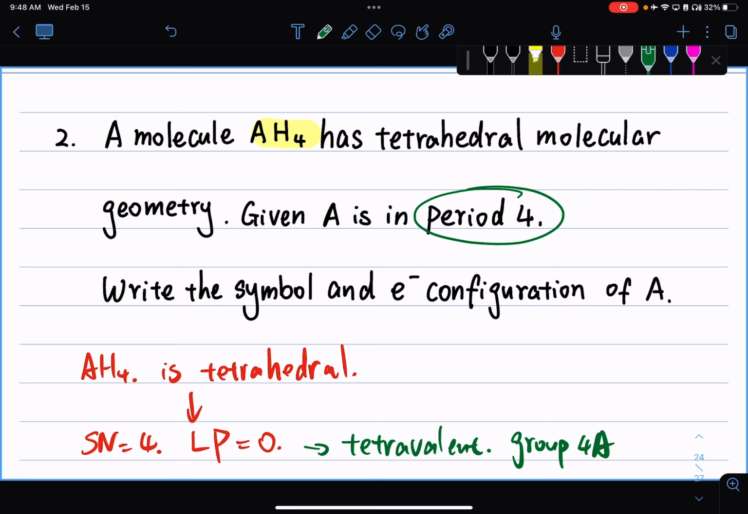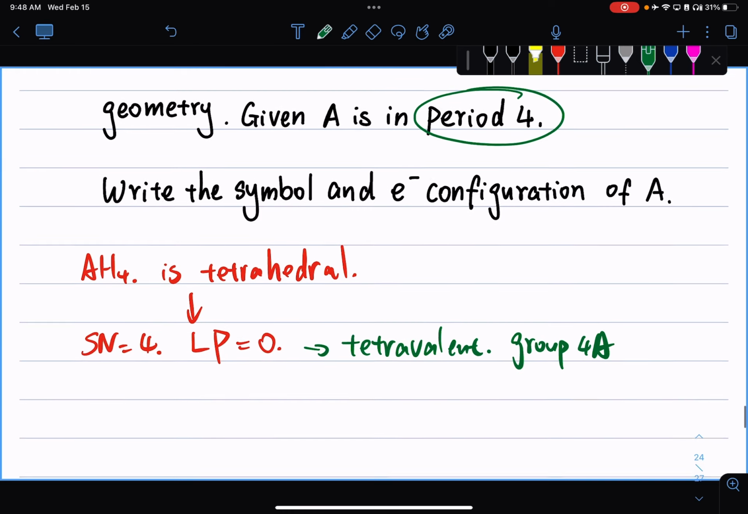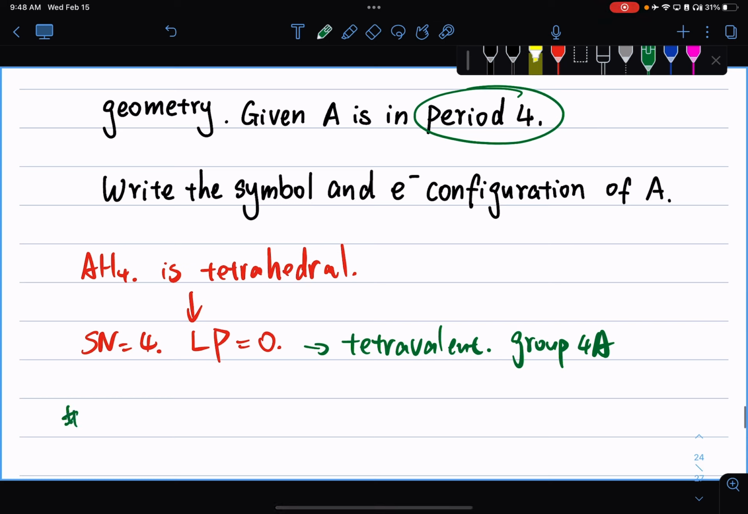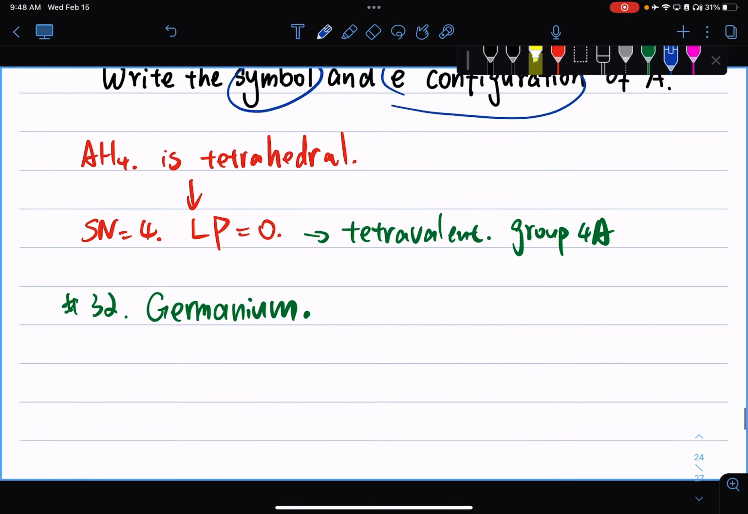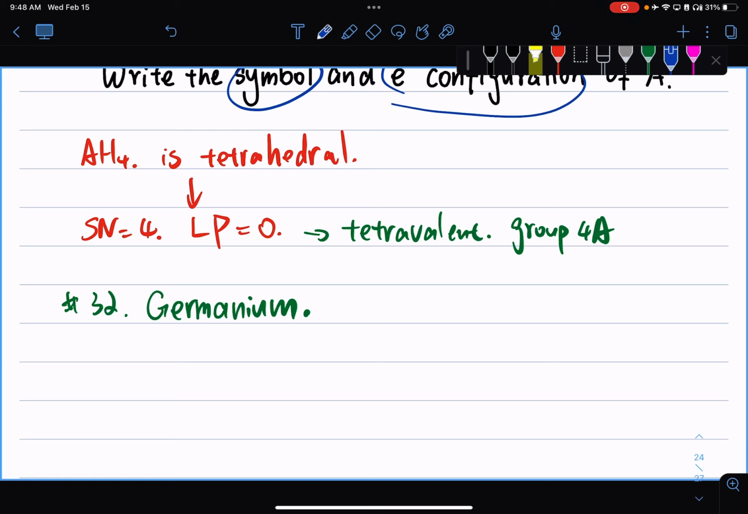Let's count: 1, 2, 3, 4. That's our arsenic. Wait, not. That's our Ge, right? So group 4A and period 4. So that's our Ge, number 32, germanium. And you want to read carefully what the question is asking. It's asking for the symbol and then the electron configuration, so you want to write both. So we identify it to be germanium.